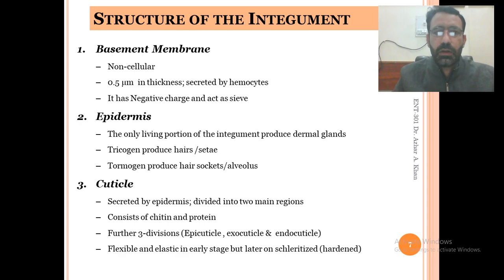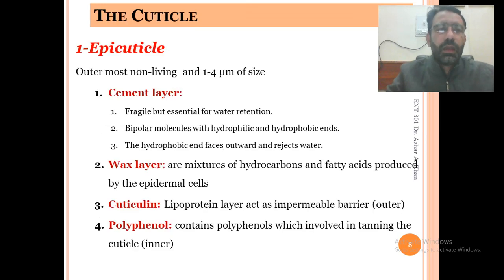Then the outermost covering is cuticle, secreted by epidermis and divided into two main regions, consisting of chitin and proteins. Furthermore, it is also divided into epicuticle, exocuticle, and endocuticle, and is flexible and elastic in early stages. But later on, it becomes hardened and sclerotized. Cuticle is then further divided into different layers.